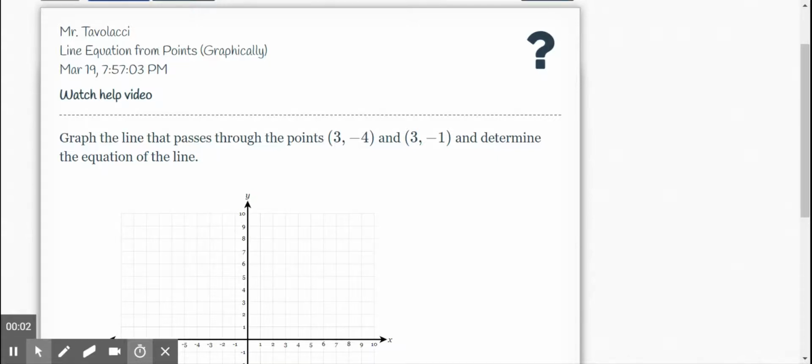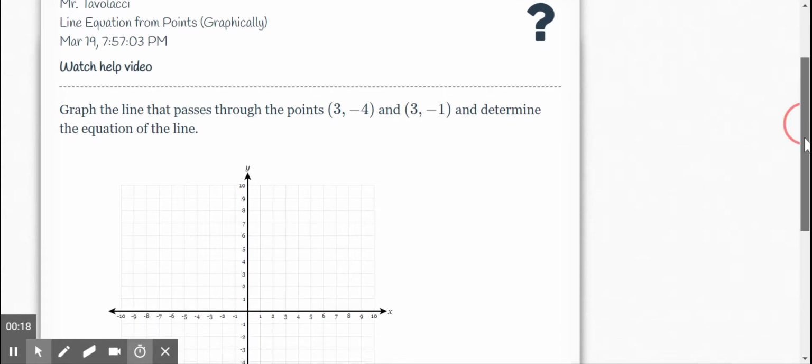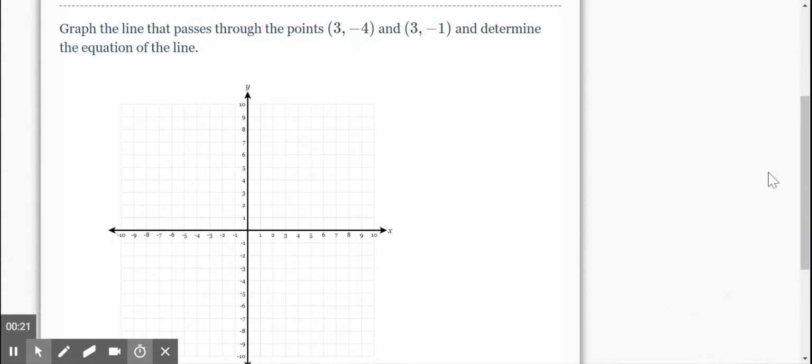Okay, so Friday, March 20th, we're going to be working on equations of a line given two points graphically. We're going to do this by hand later, but let's start off with something a little bit easier. We're going to do this on the graph. They give you two points, and we're going to go ahead and click them.